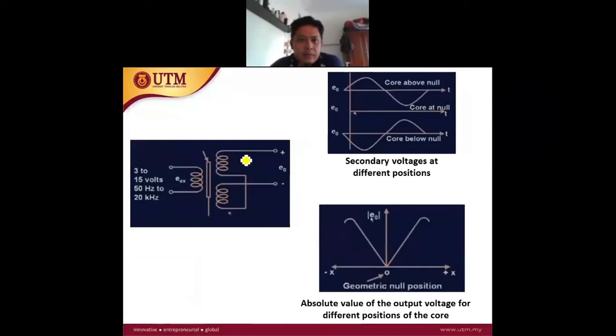So this is our first, E1 here. This is our E2, and we know that E out is equivalent to E1 minus E2.